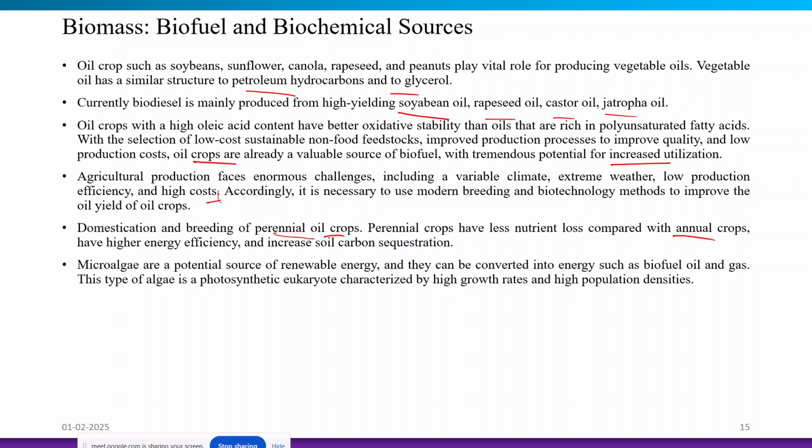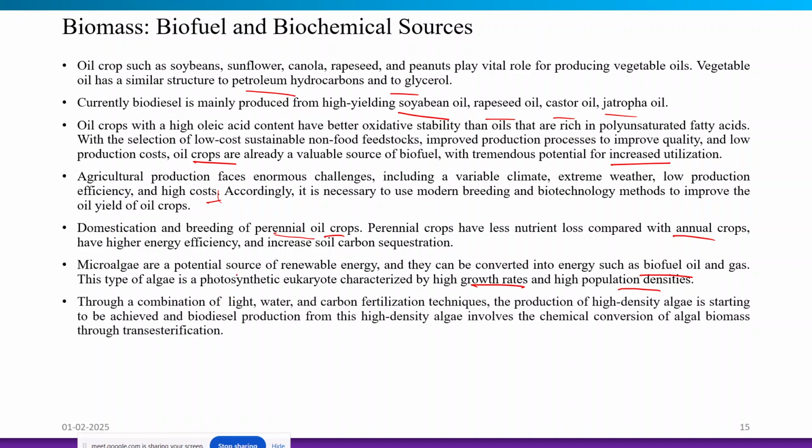Microalgae are another source of biofuel production. These are a potential source of renewable energy, and they can be converted into energy such as biofuel oil and gases. This type of algae is a photosynthetic eukaryote characterized by high growth rates and high population densities. Through a combination of proper light intensity, an adequate water environment and carbon fertilization technology, the culture of high density algae is starting to be achieved in a commercial way. Biodiesel production from high density algae also involves the chemical conversion of the algal biomass through the trans-esterification process.